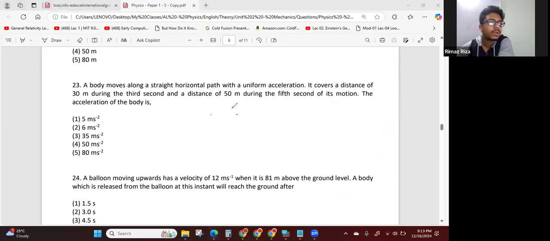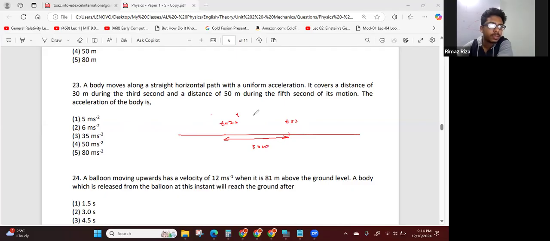No, no, can't do like that. Now it says, the 23rd question, it covers the distance of 30 meter during the third second. Okay, that means if you take this part, when the time hits during the third second, so 2 seconds from here to t equals 3 seconds. In this time, this distance is 30 meter.